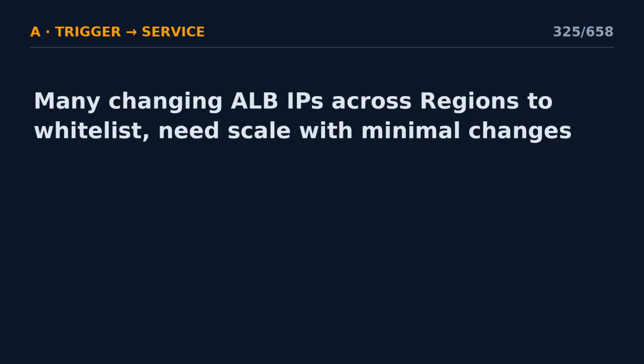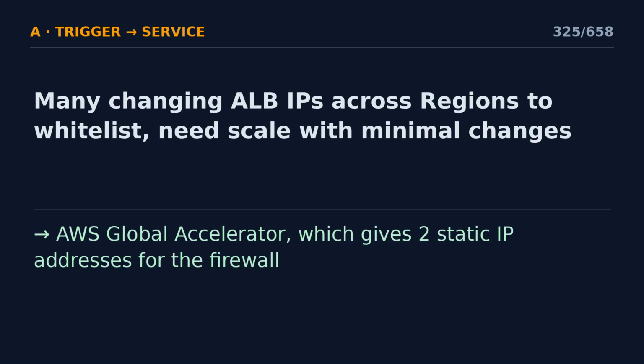Many changing ALB IPs across regions to whitelist, need to scale with minimal changes. Answer: AWS Global Accelerator, which gives 2 static IP addresses for the firewall.